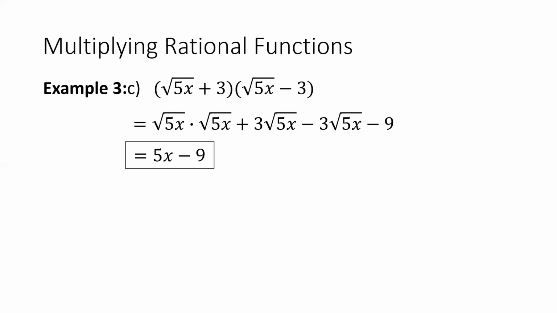So this is a nice case, but it only happens if the first terms on each binomial are matching, the last terms are matching, and then there's a plus and a minus in between. All that being said, if you don't want to do the nice answer, you can just go through the process I just did. You'll see that root 5x times root 5x does simplify to 5x, and my positive 3 root 5x minus 3 root 5x actually cancels out, and I'm just left with 5x minus 9.